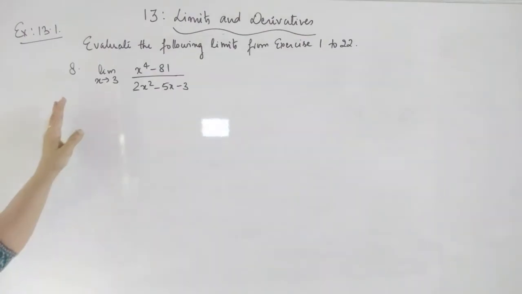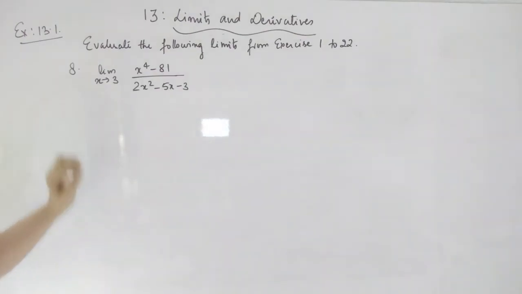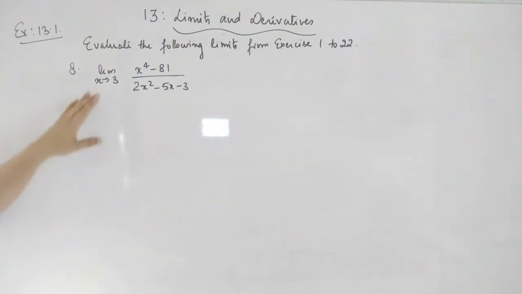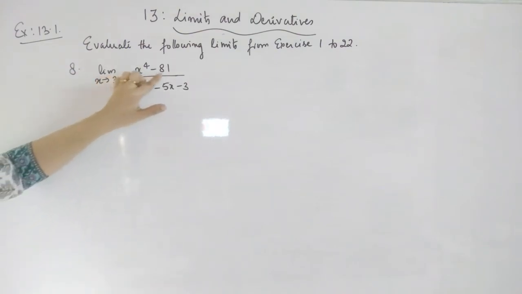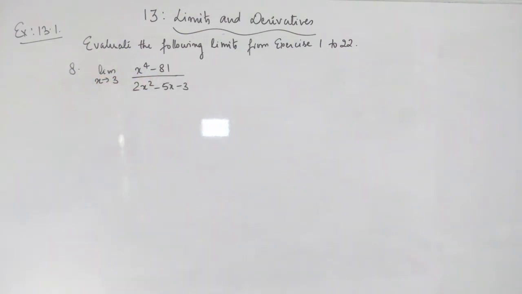Okay. Question number 8 is limit x tends to 3, x raised to 4 minus 81 divided by 2x square minus 5x minus 3. So again if you replace 3 for this x, you will get it in the 0 by 0 form.